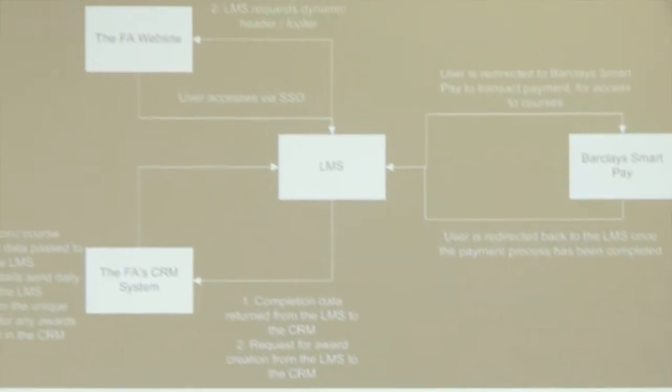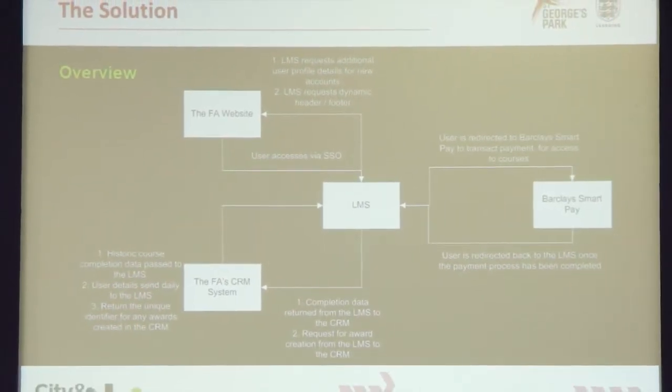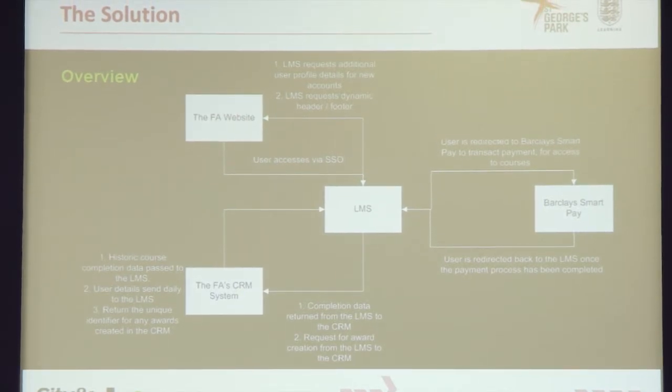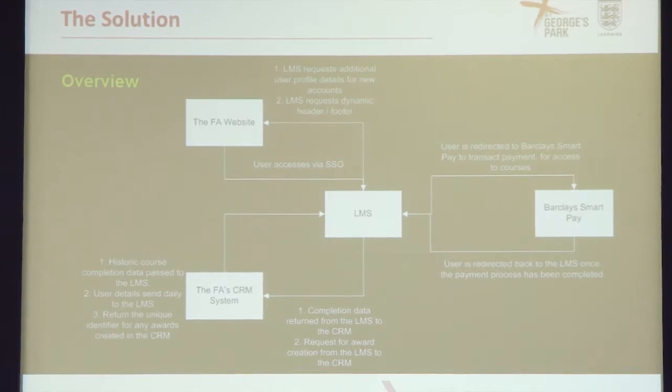So here's a kind of diagrammatic overview of the solution. We've got the LMS at the core. We've got the FA website, because if a user wants to create an account in the LMS, they actually register or sign up on the main FA website in order to access the LMS. So that's where the single sign-in happens. Anything to do with user registration and user login is done via the FA website. That then single sign-ons them into the LMS, where they can access the learning and such like.